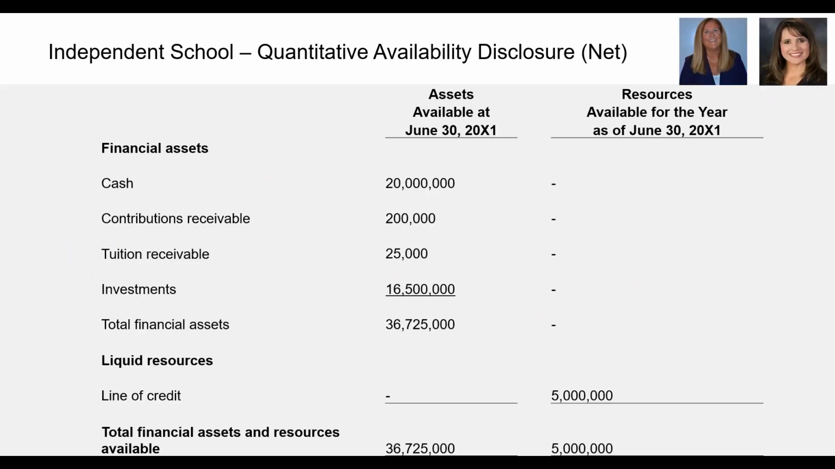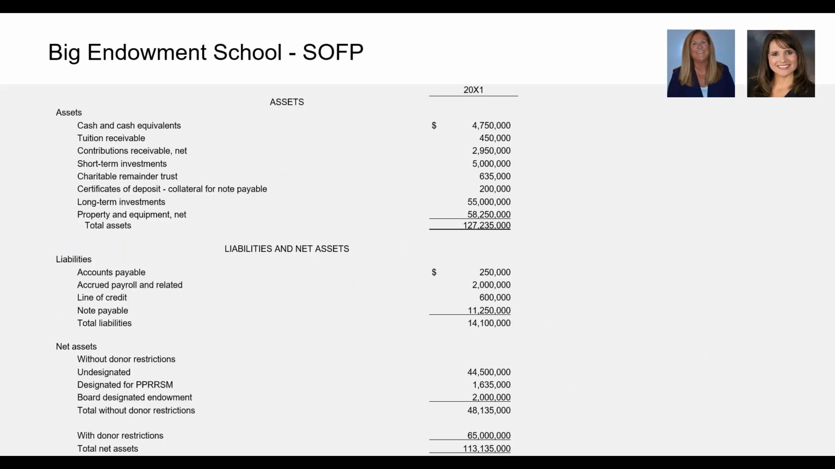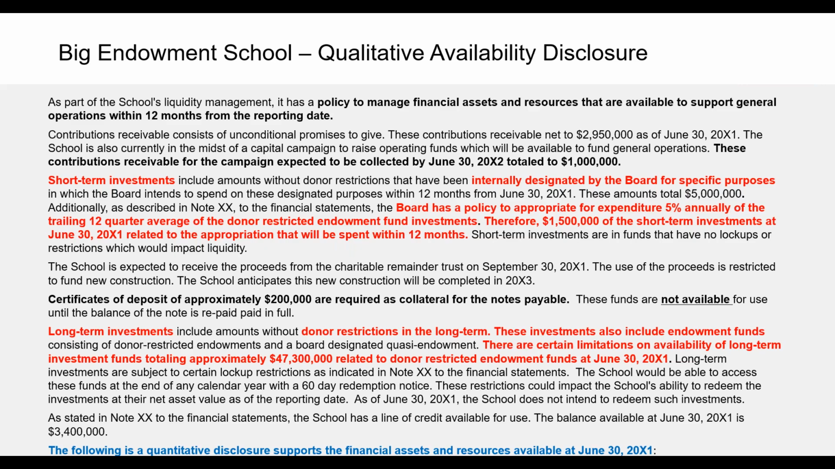Okay. So now let's look at what your liquidity disclosure might look like if you're a big endowment school. So if we look at this statement of financial position, this is a big endowment school. There's long-term investments of $55 million here. They've got $127 million in assets. They have net assets of $113 million. Initially, we're going to look at that school. We're going to say, great, looks like a great position to be in.